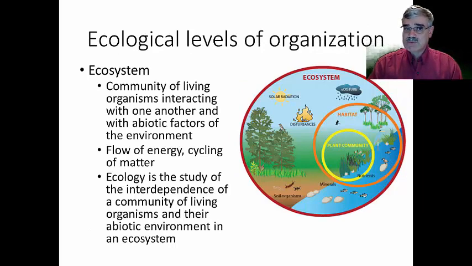A little more about levels of organization and some of the characteristics that we're going to be talking about. An ecosystem refers again to a community of living organisms interacting with one another and with the abiotic factors of the environment, such as the rainfall, the water systems, the climate, the average temperature, the soil, etc. We will stress a couple of important aspects of an ecosystem. That is, there is a flow of energy and a cycling of matter. And then back to our definition, ecology is a study of the interdependence of the community of living organisms and their abiotic environment in one of these ecosystems, one of these local areas.